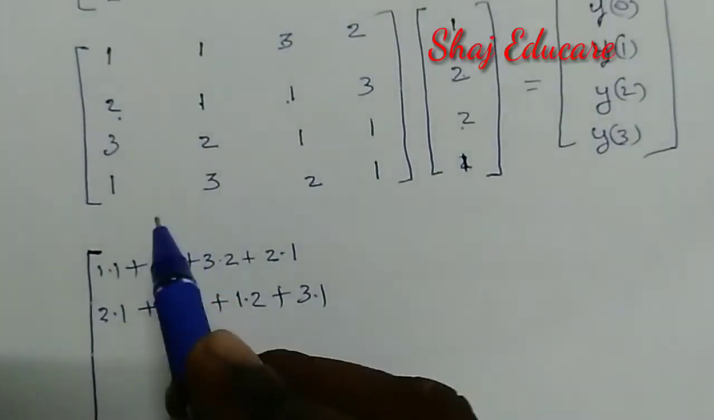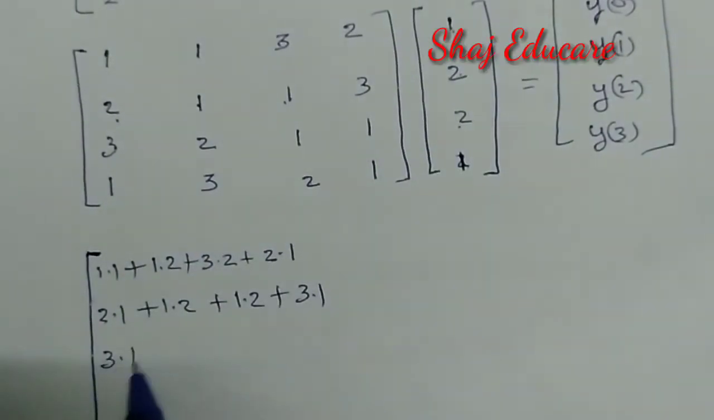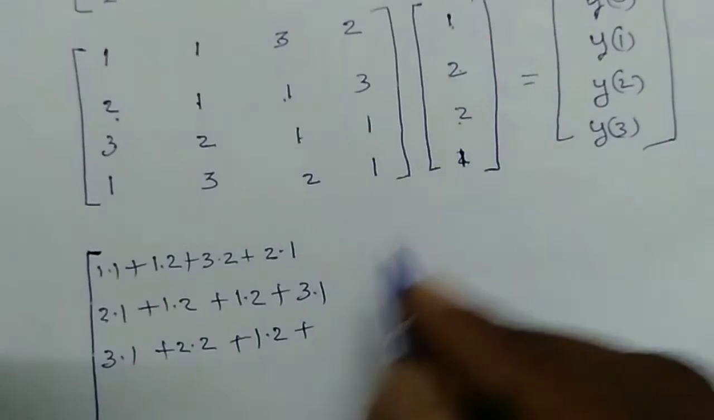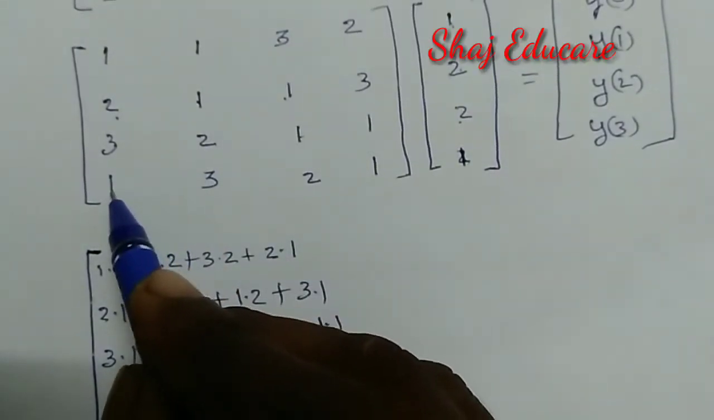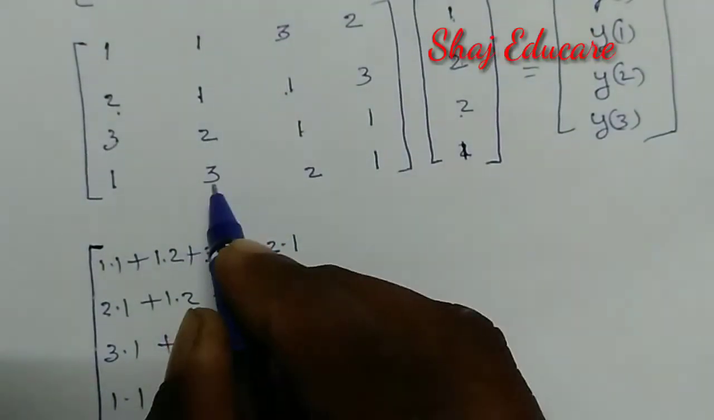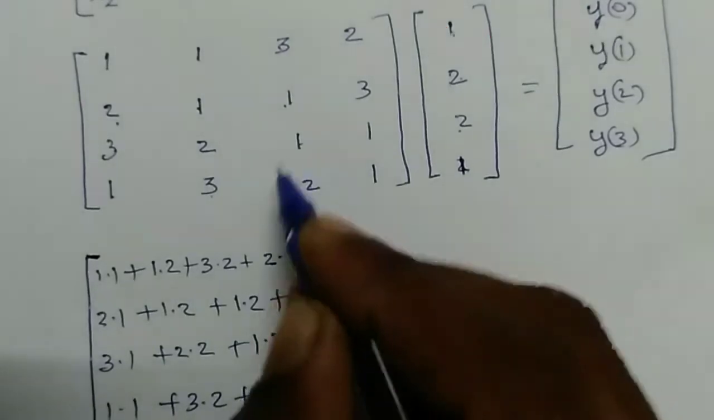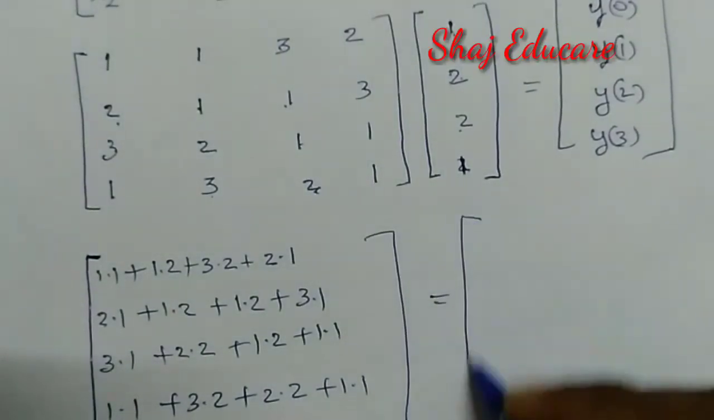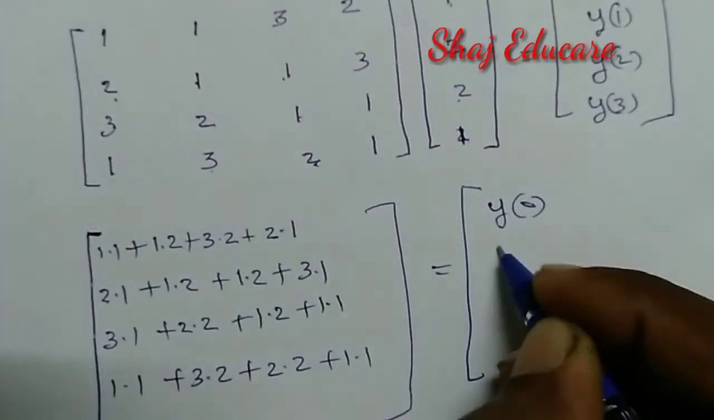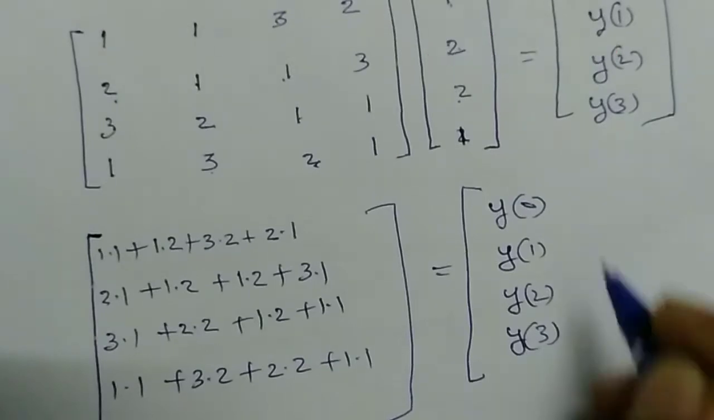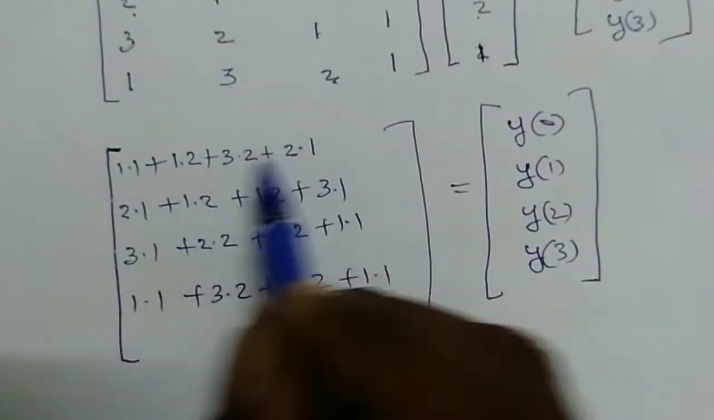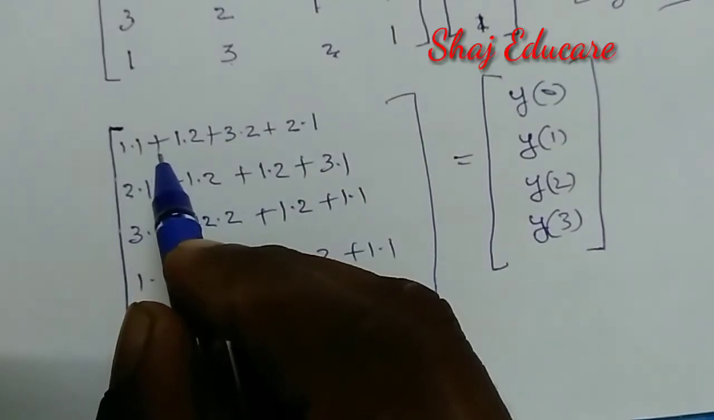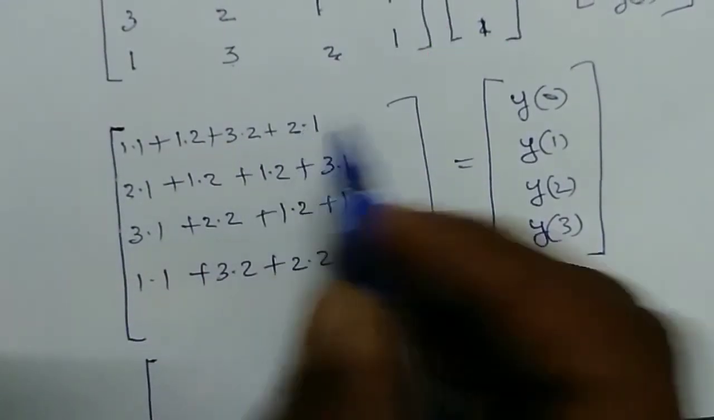Next, 3 into 1 plus 2 into 2 plus 1 into 2 plus 1 into 1. Last, we have to multiply 1 into 1 plus 3 into 2 plus 2 into 2 plus 1 into 1. That will be the required result y of 0, y of 1, y of 2, and y of 3. Now let us solve this: 1 plus 2 plus 6 plus 2 gives 8.